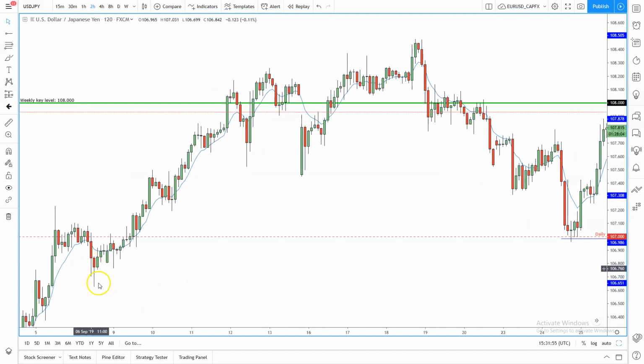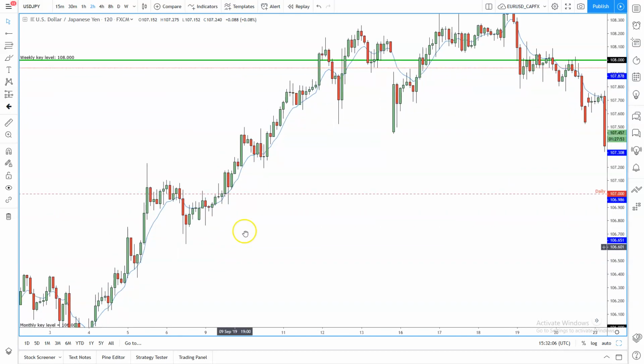Here's another example of a morning star. You can see how I had one hammer candle engulfing, pushing price up, and then price just went all the way up.